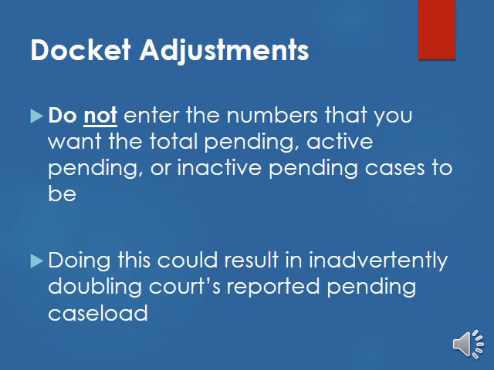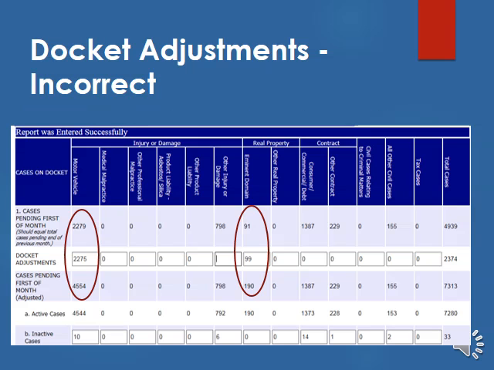Now, continuing with some guidelines for docket adjustments, you should never enter the numbers that you want the pending cases to be in the docket adjustment line. If you do this, you will essentially double the number of cases that you report as pending because it will be added to the number of cases pending at the end of the previous month. The next few screens will illustrate an example of this.